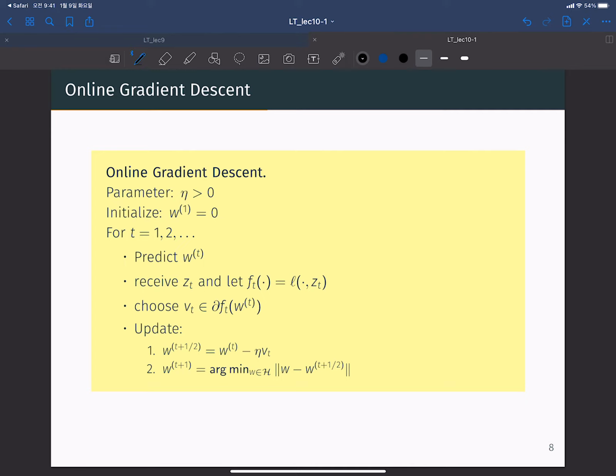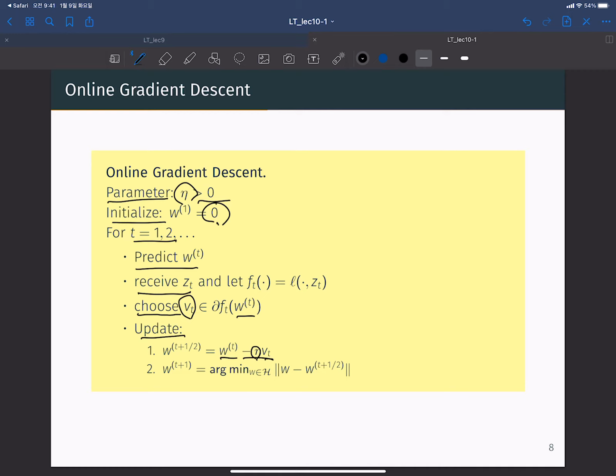So before going to the result, let's define a more general version of the online gradient descent algorithm. We start from parameter step size eta and initial point 0. At every time step, we predict w_t and then receive z_t, and then we can compute v_t, the gradient or subgradient at point w_t, and then update our parameter value using the gradient descent rule. So this is w_t minus step size times gradient vector.